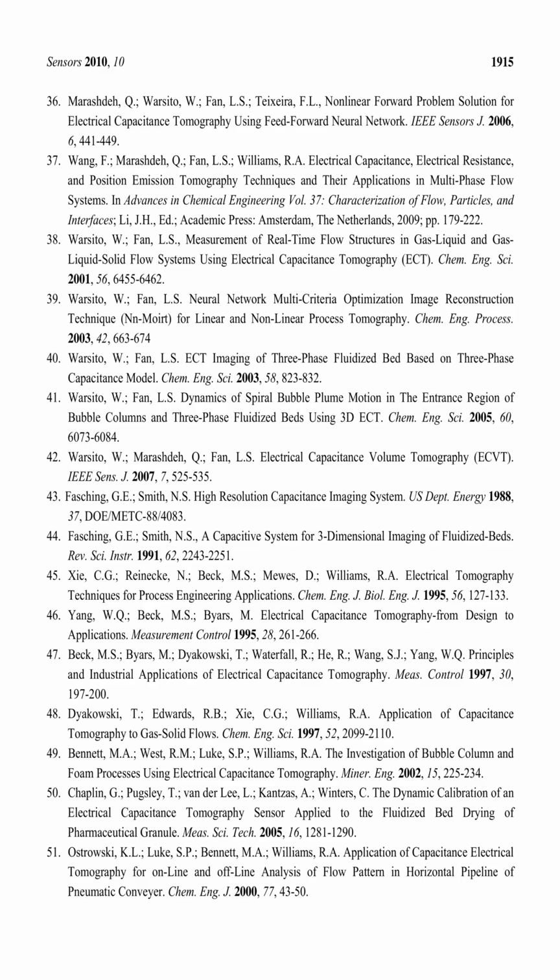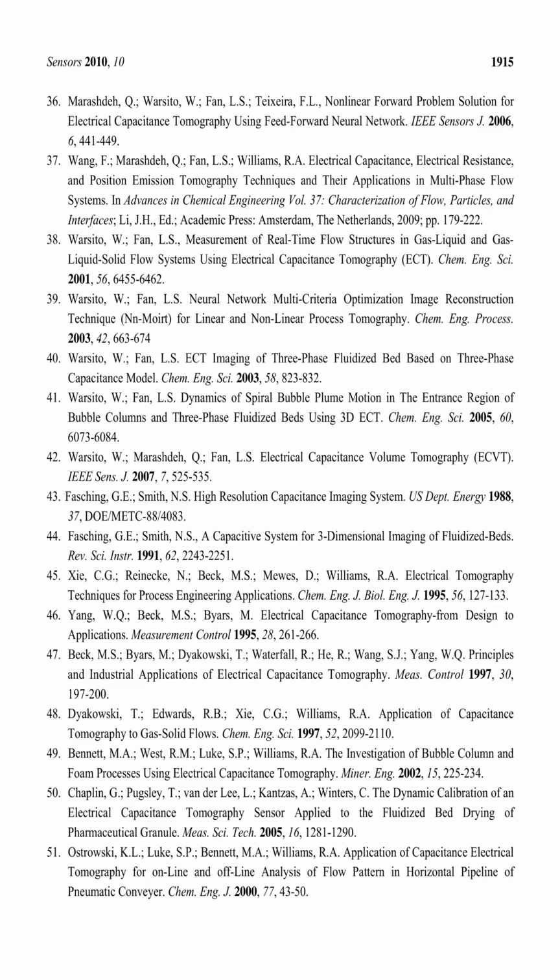2243-2251. 5. Xie C.G., Reinecke N., Beck M., Mewes D., Williams R.A. Electrical tomography techniques for process engineering applications. Chem Eng J 1995, 56, 127-133. 6. Yang W.Q., Beck M., Byers A. Electrical capacitance tomography from design to applications. Measurement Control 1995, 28, 261-266.